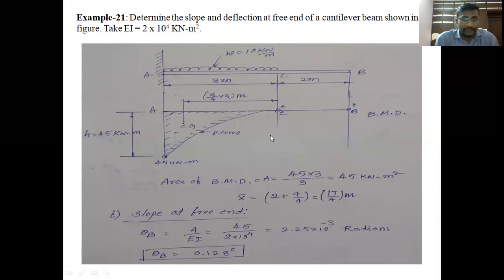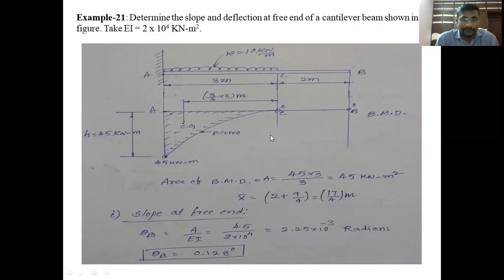Now coming to our first problem in this class, Example 21. Determine the slope and deflection at the free end of a cantilever beam shown in the figure. Take EI equal to 2 into 10 to the power of 4 kilonewton meter square. So the flexural rigidity of the beam is given as 2 into 10 to the power of 4 kilonewton meter square. And we have to find the slope and deflection at the free end of the beam, that means at point B.